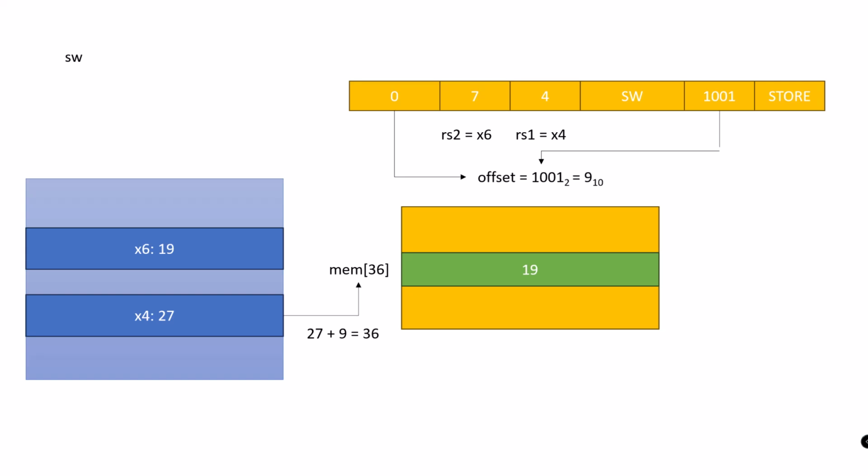Store word has 2 source registers and an offset. The second source register, x6, holds the value that's to be written into memory. The first source register, x4, and the offset, which is 9, combine to give the location that the contents of x6 are to be written into.